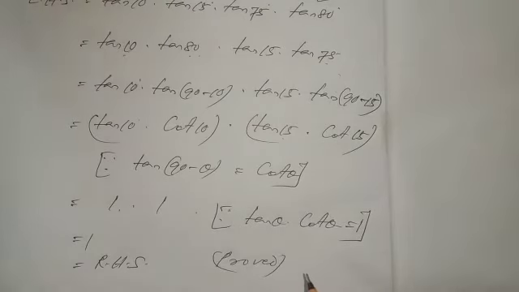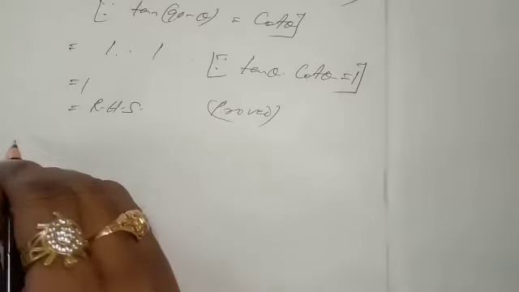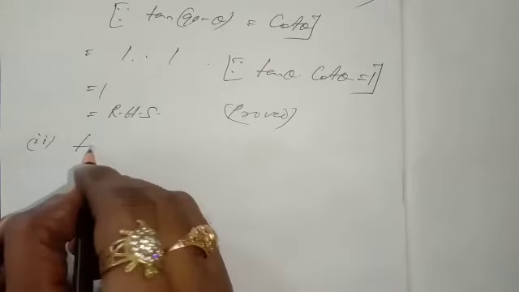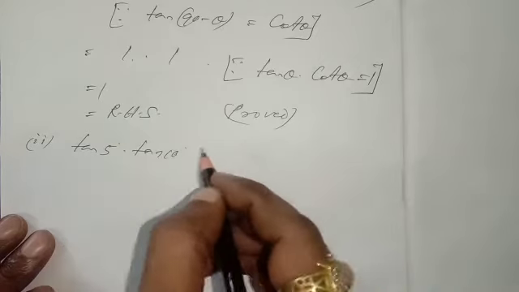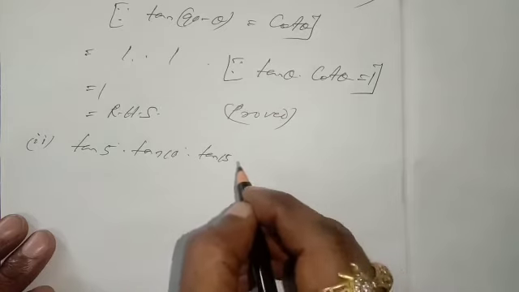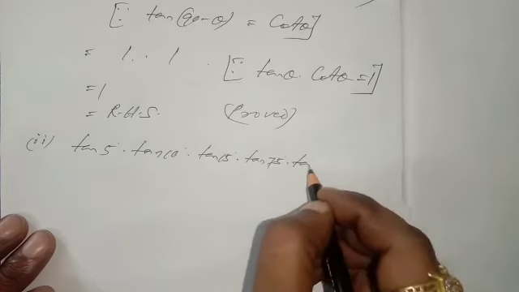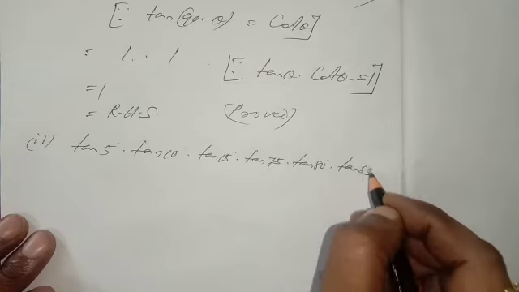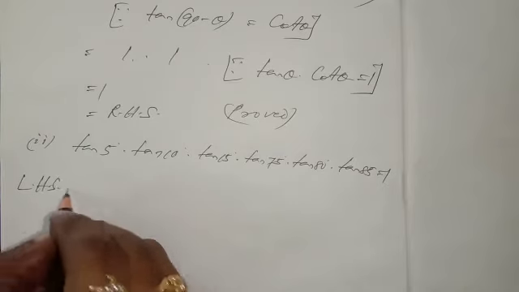Let us go to the second part. Second part question given, just to see: tan 5 degree into tan 10 degree into tan 15 degree into tan 75 degree into tan 80 degree into tan 85 is equal to 1. Same process you have to apply. First of all, you have to copy the left hand side. What is your left hand side?